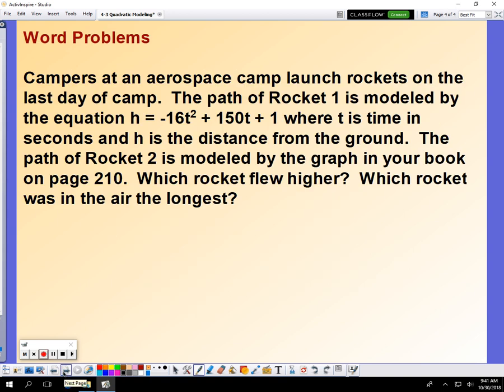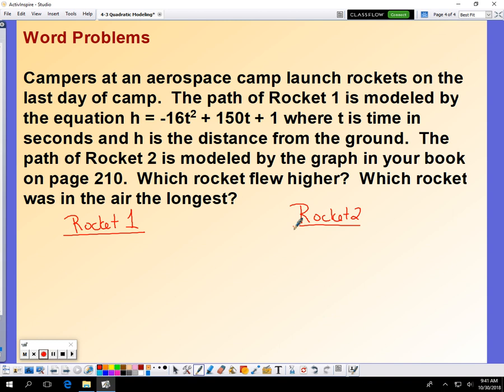Then we have word problems. You have to love it. So we're going to talk about a rocket. We're going to talk about rocket 1, and we're going to talk about rocket 2. All right, so campers at an aerospace camp launch rockets on the last day of camp.